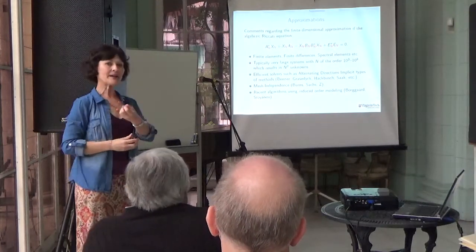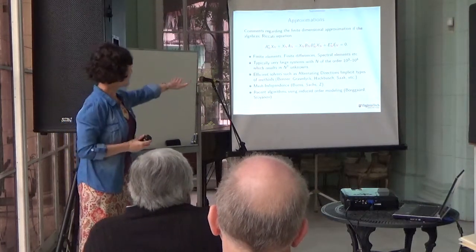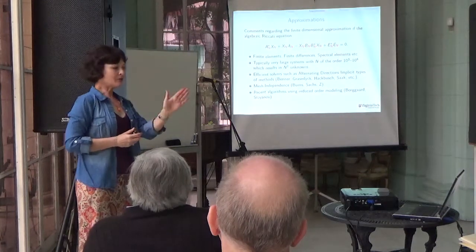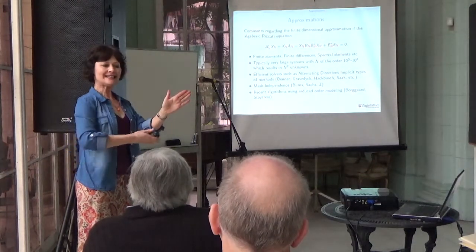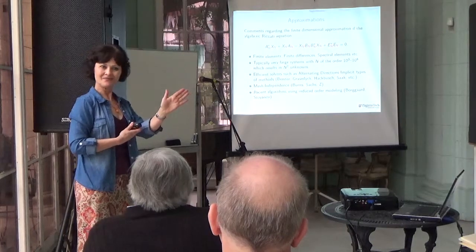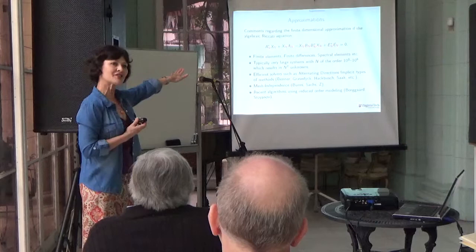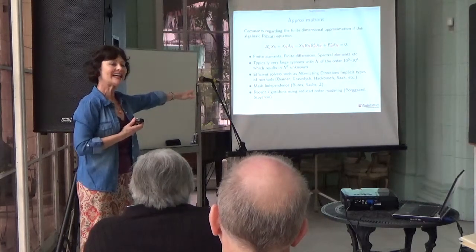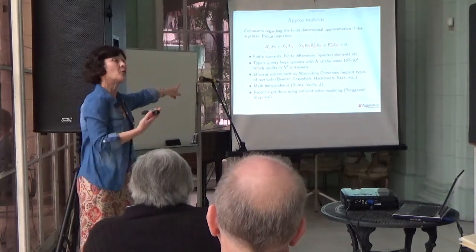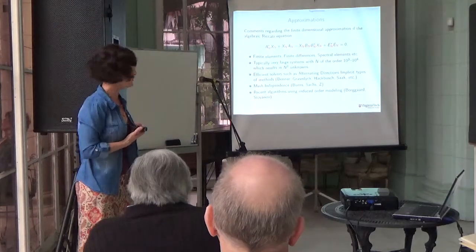If the system is mesh independent, then I can actually show that the number of iterations that I need is independent of the mesh size, which is very nice. So if you can choose your discretization such that those properties are satisfied, then it is helpful if you use a Newton type of approach.